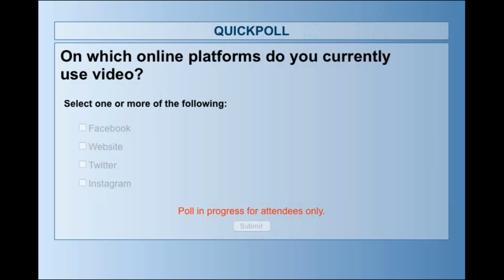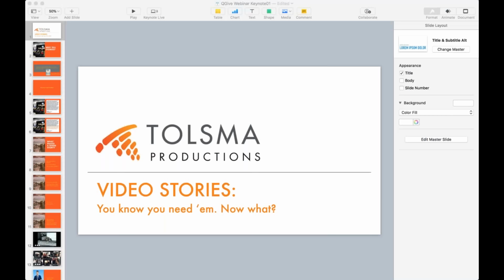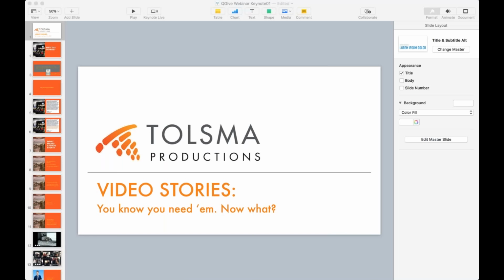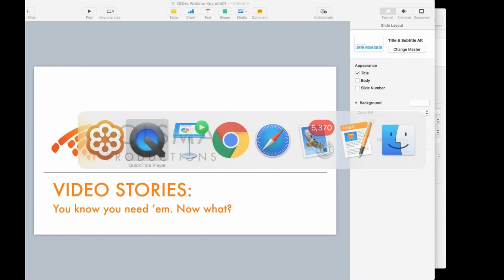Right now, it looks like the majority of people are definitely using it on Facebook and on their website, and a smaller number of people are using video on Twitter and Instagram. So Facebook and website are tied, and Twitter and Instagram are tied. And it looks like Facebook and the website win. Twitter and Instagram less so than those two. Those are probably the two primary ones we see generally, and those are the two that I understand.